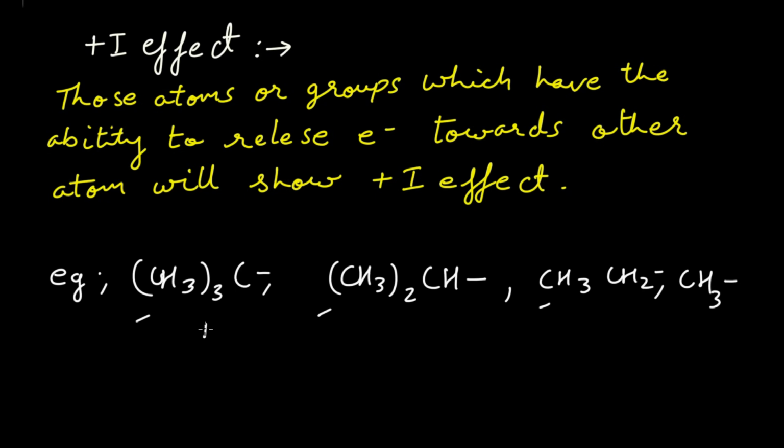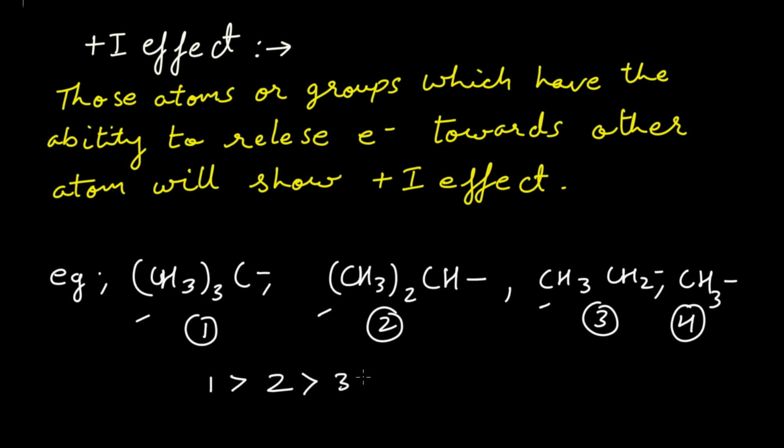Now if you give them number 1, 2, 3, 4, the highest plus I effect will be shown by 1, then 2, then 3, and then 4. That is, tertiary alkyl group will show the highest plus I effect, then secondary alkyl group, then primary alkyl group, right? This will be the sequence of extent to which they will release electron or they will show plus I effect.